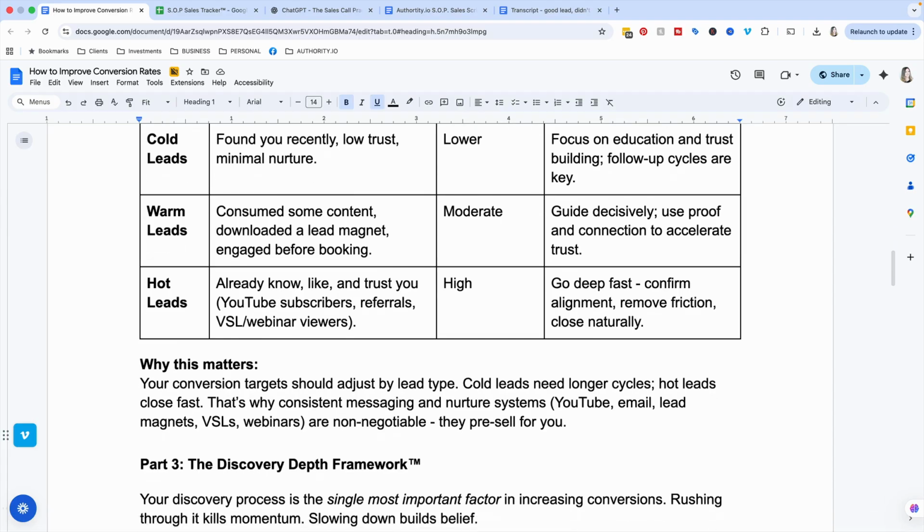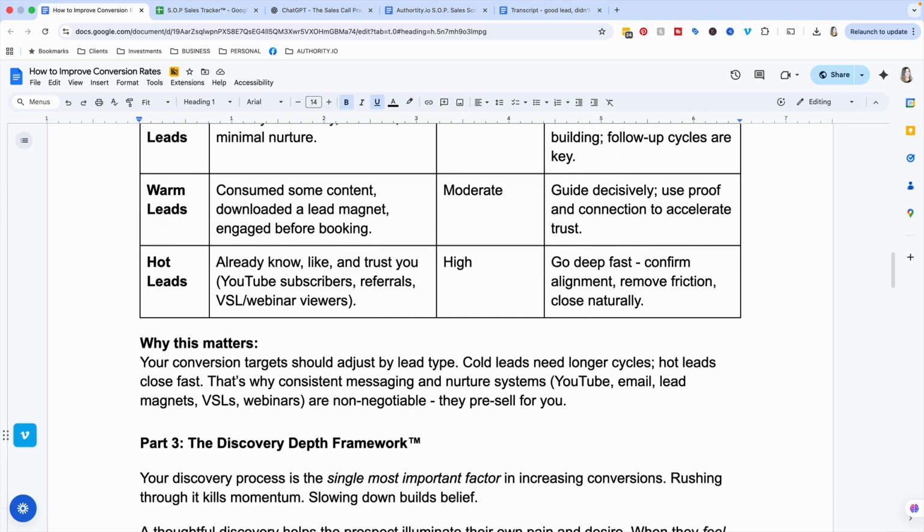Hot leads, they already know, like, and trust you. They could be YouTube subscribers, referrals from clients or friends, etc.